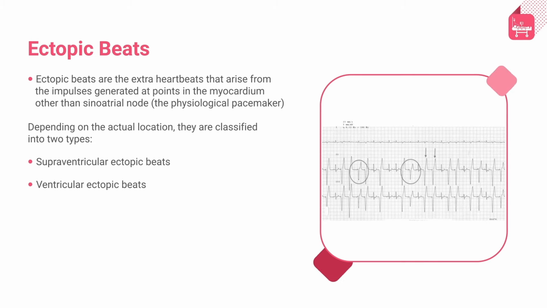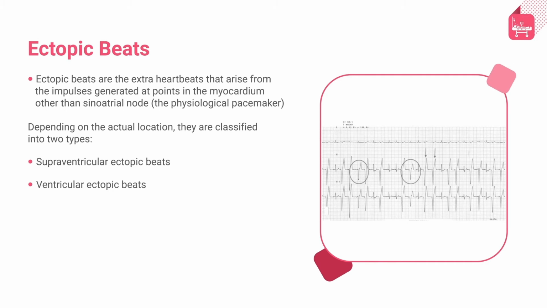Ectopic beats are the extra heartbeats that arise from impulses generated at points in the myocardium other than the sinoatrial node, the physiological pacemaker. Ectopic beats are the most common cause of irregular pulse. They are also referred to as premature contractions or extrasystoles.